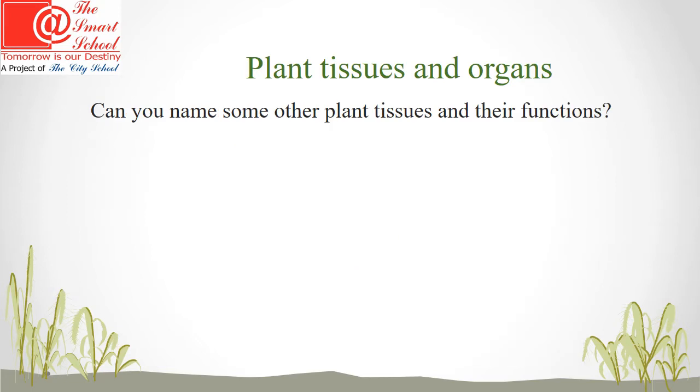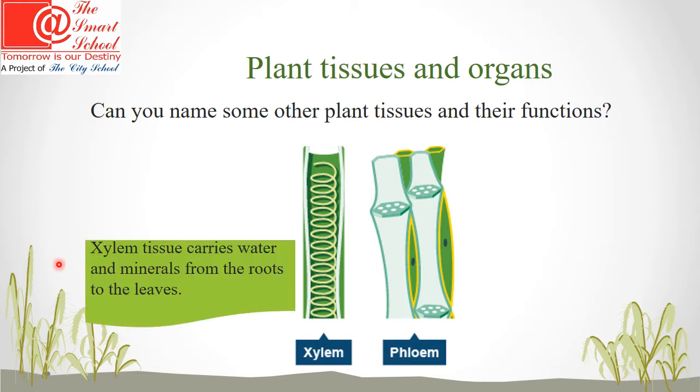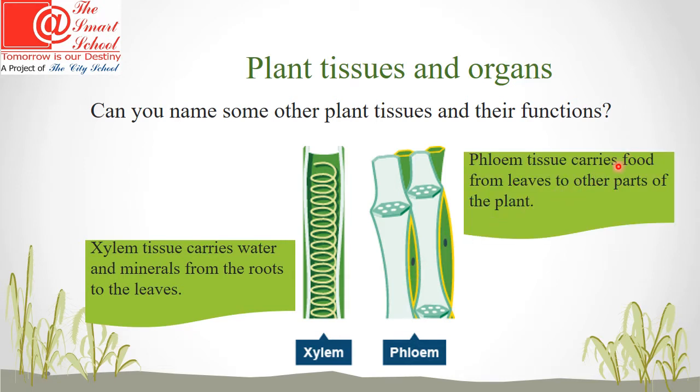Can you name some other plant tissues and their functions? Xylem and phloem are two other plant tissues. Xylem tissue carries water and minerals from the roots to the leaves. On the other hand, the phloem takes food from the leaves and then transfers it to all the other parts of the plant.